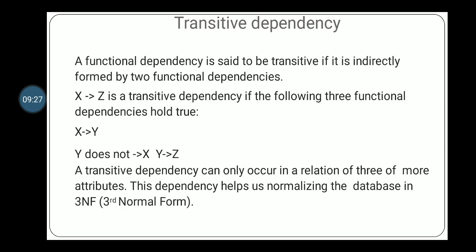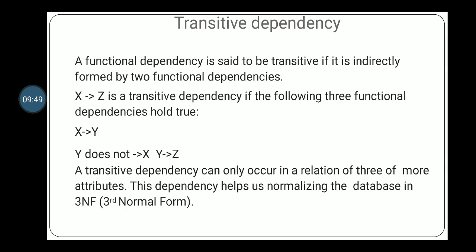Now X tends to Z is available. So X tends to Z is possible. This is called a transitive functional dependency. Consider, for example, from the faculty ID I can find the name of the faculty, and from the name of the faculty I can find the address of the faculty.